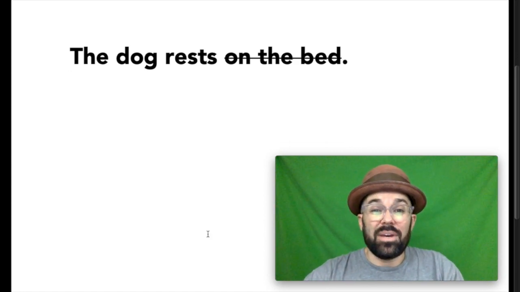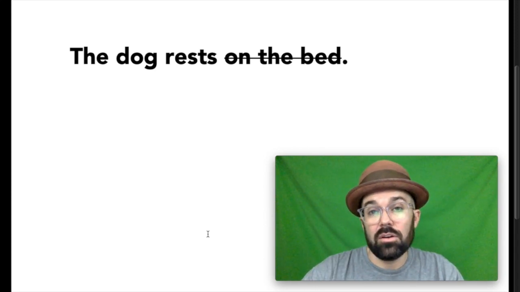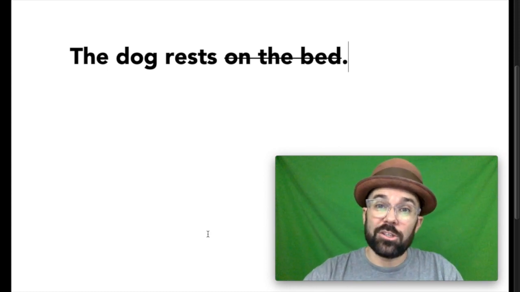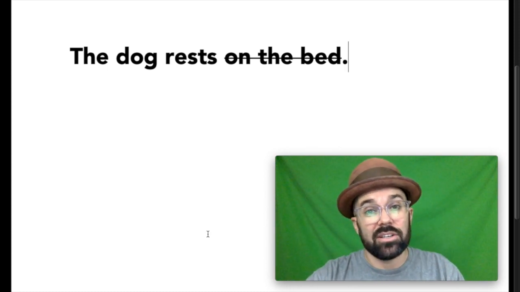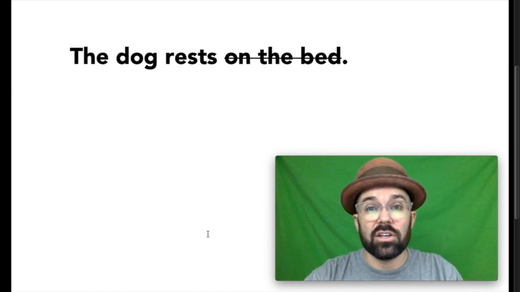If we were to eliminate that prepositional phrase, what we have left over is still a complete sentence. The dog rests. It's not as interesting, it doesn't have as much information, but it is still technically a complete sentence. Let's take a look at another one.